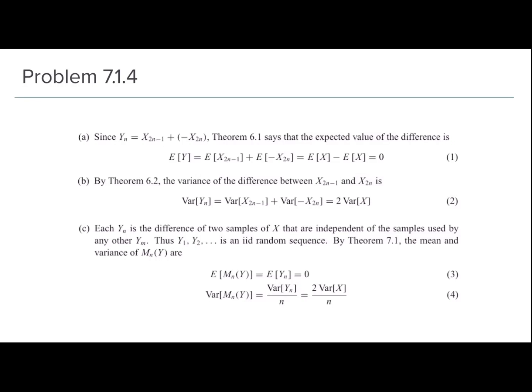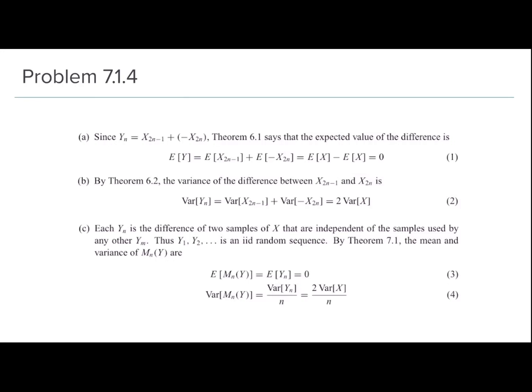We have the formula for Yn, which is equal to X of 2n minus 1 minus X of 2n, and we have to find the expected value of Yn. So this will be equal to the expected value of X of 2n minus 1 minus X of 2n. Now since these are independent and identically distributed, we can take them apart, and this will be equal to E of X of 2n minus 1 plus E of minus X of 2n, and E of minus X is simply equal to minus of E of X, and both of these have the same mean, so this becomes E of X minus E of X, which is equal to 0.